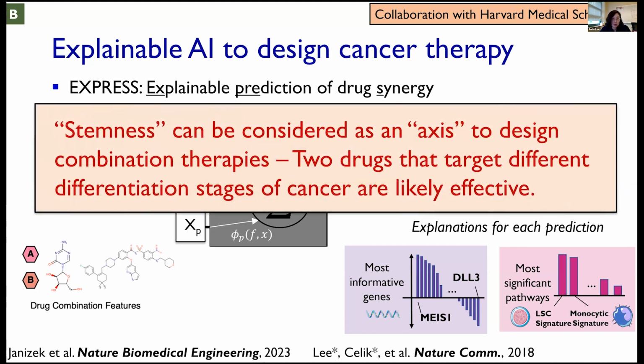So just to give you the idea of our main result, we identified stemness, the genes that are involved in the hematopoietic stem cell lineage, or some genes that are known to indicate how differentiated the cancer is, can be used as axes to design combination therapies. What that means is that when you consider 2 drugs, you better choose one drug that targets more differentiated cancers, and the other one targeting less differentiated cancer. So it's a very brief, one-line result, but we did a ton of analysis to reach this conclusion, just to give you an idea of how explainable AI can go a lot further than merely predicting something accurately.